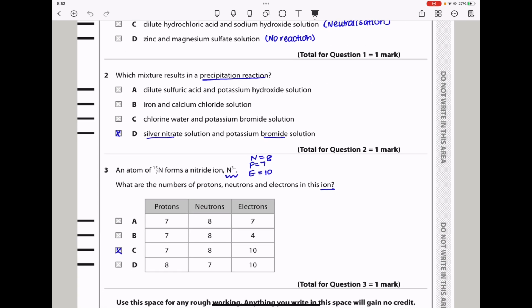Moving to question 3. Question 3, an atom of nitrogen, they've given you the atomic mass as well as the atomic number, forms a nitride ion which is N3-. What are the numbers of protons, neutrons, and electrons in this ion? Because the atomic number is 7, the number of protons is going to be 7, and we see the mass number is 15, the neutrons are going to be 8. However, when we see 3-, it means it has gained 3 electrons, so 7 plus 3 gives us 10. So the electrons are going to be 10, so the answer is going to be a C.